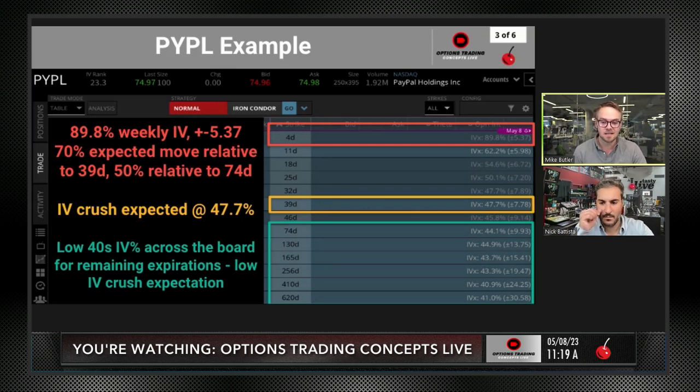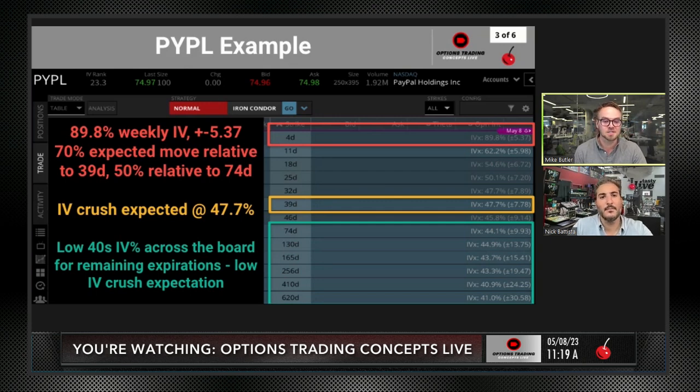And you can see that there. The 4-day cycle, 89.8% IV. 39-day cycle, 47.7% IV. So the IV is significantly higher because that cycle is holding on to extrinsic value premium because of this earnings announcement. It doesn't mean the 4-day cycle is going to have a more expensive option than the 39-day. If you're comparing two cycles, the 39-day will still have a more expensive option.